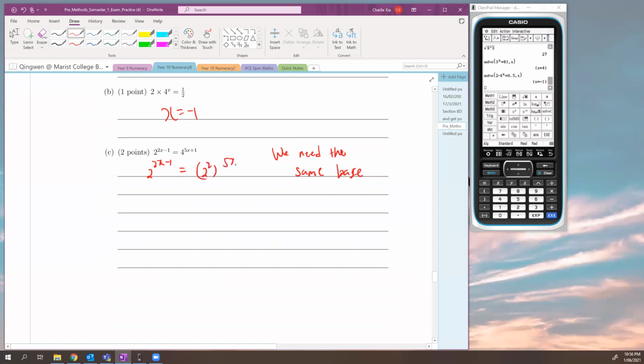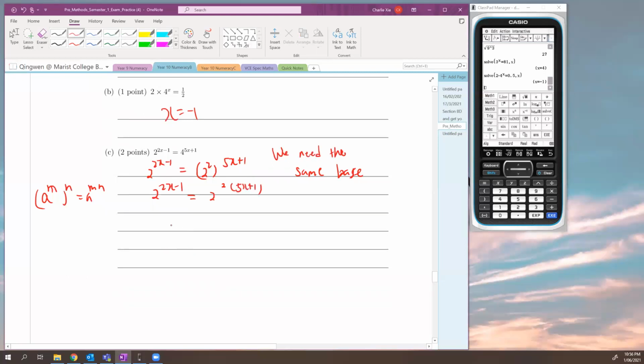The 2 squared to the power of 5x plus 1, and that's 2 to the 2x minus 1 is equal to 2. By applying the index law, a to the power of m to the n is a to the power of m times n. So that's 2 to the power of 2 brackets 5x plus 1.